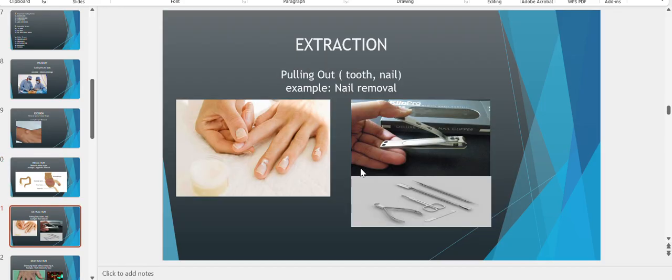Coming to extraction. Extraction means pulling out. For example, nail removal or tooth removal, pulling out. If there is some issue in our nail, the physician will pull it out, using a scalpel, blade, or nail cutter. Nail removal is an extraction, pulling something out from our body part. That is an extraction.